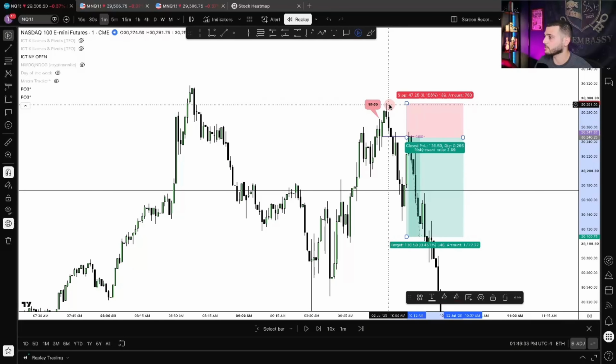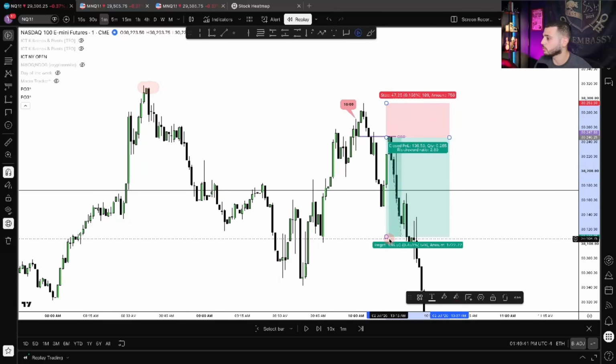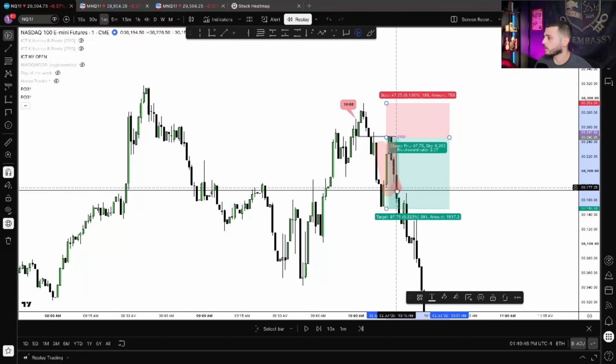For the stop loss, a safe stop loss wouldn't be the swing high right here. It would actually be this high right here. That's a protected high. So 2-to-1, and bam, you're out of this trade in 4 candles.